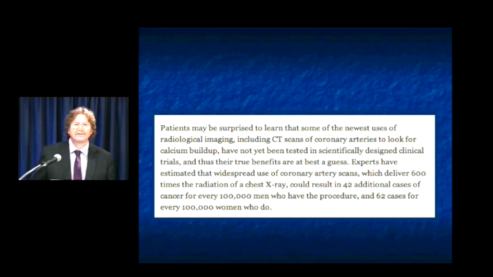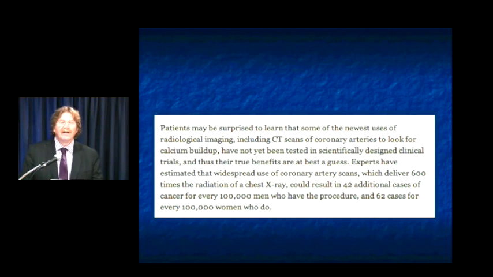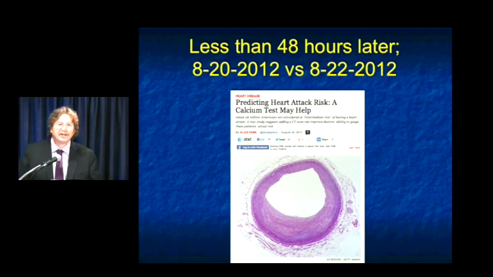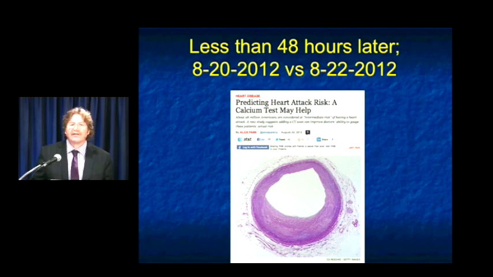Remember that the dose from a coronary calcium score is well under 1 millisievert. Average background in Baltimore is 3 to 5 millisieverts a year. But less than 48 hours later, not in the personal column, but in the science column of the New York Times, it recommended predicting heart attack risk, a calcium test may help. It recommended that everyone should get a calcium test, a calcium score, because it will help prevent heart attacks by stratifying risk.